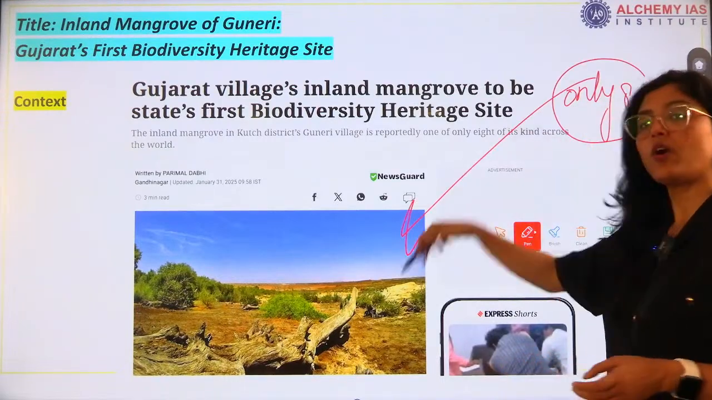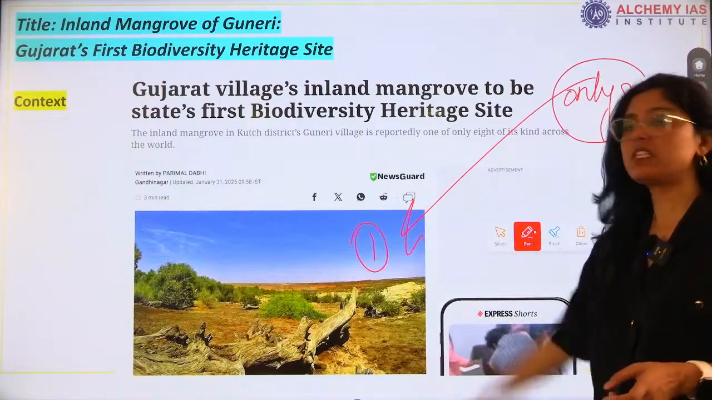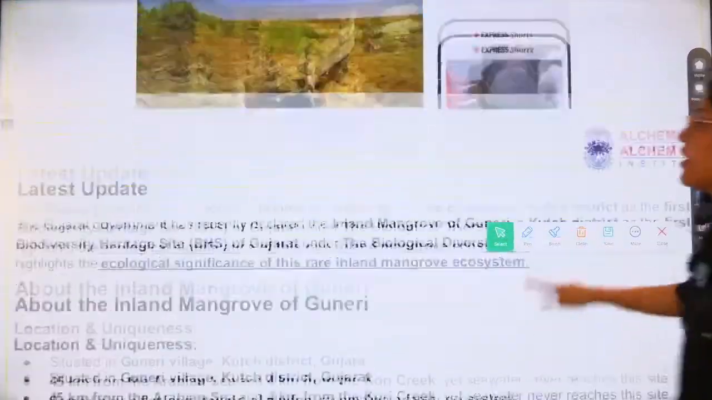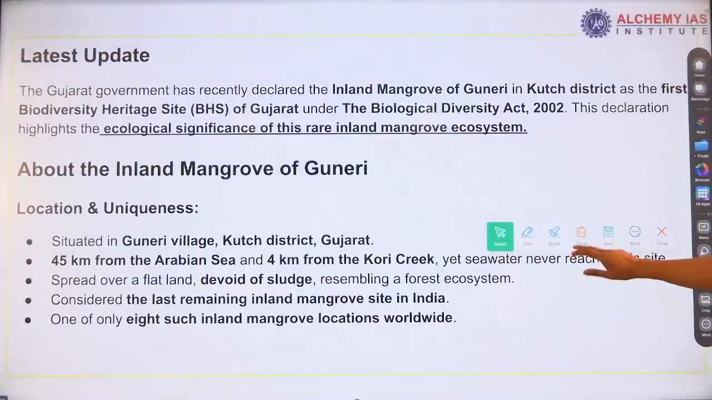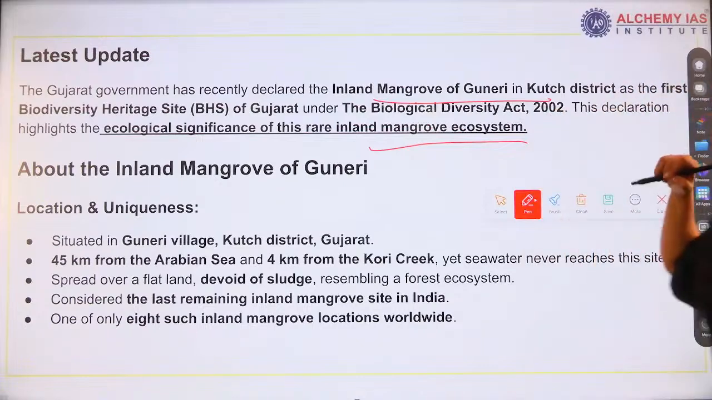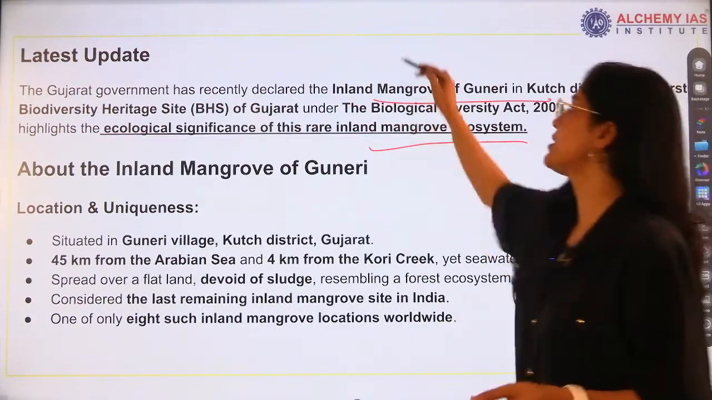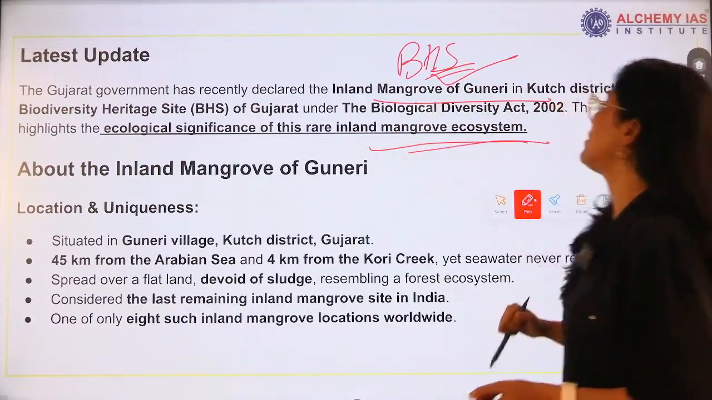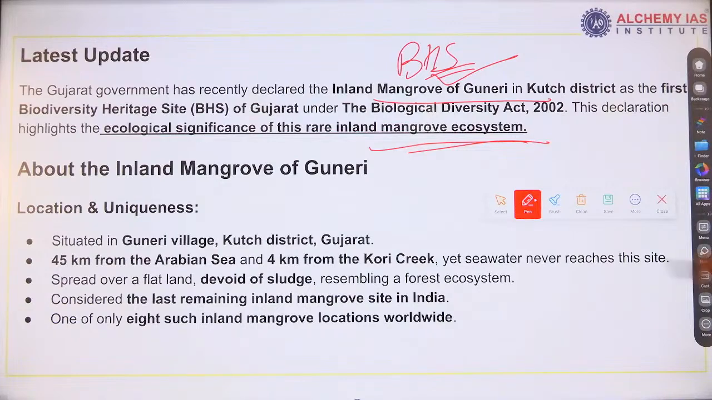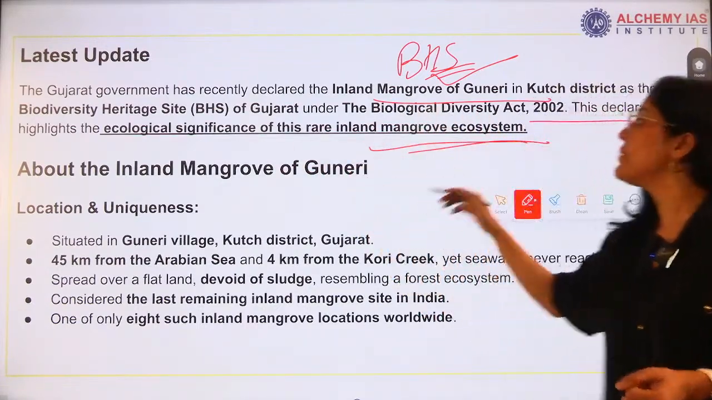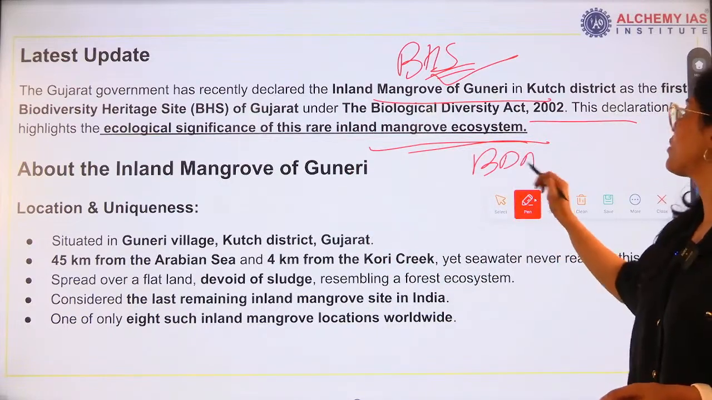Guneri, and among the 8, one is in India. So proud moment. Yes or no? Feel good moment. What is the latest update? Gujarat government has recently declared the inland mangrove of Guneri in Kutch district as the first biodiversity heritage site. So remember this point first. And the Biological Diversity Act 2002. So this site has been declared under the BD Act 2002.